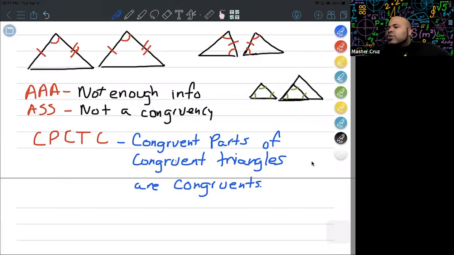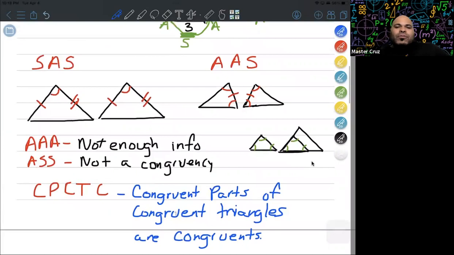So those are all the triangle congruencies that you can have. Make sure that you complete all your assignments, and good luck. I hope that this helped.